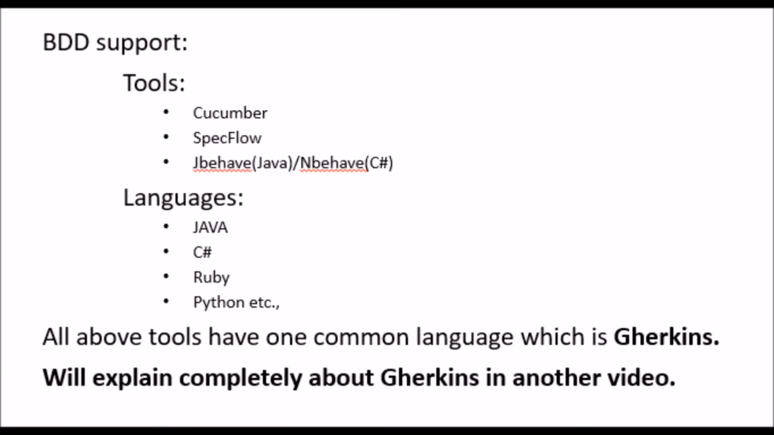BDD supporting tools are Cucumber, SpecFlow, JBehave for using Java, or NBehave using C#. In the same way, it supports languages like Java, C#, Ruby, Python, etc. And all the above tools which I have mentioned have one common language, which is Gherkin, and I will completely explain about Gherkin in another video.